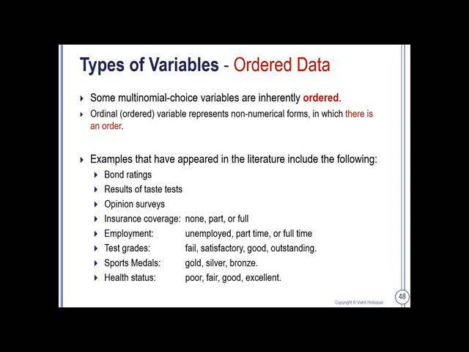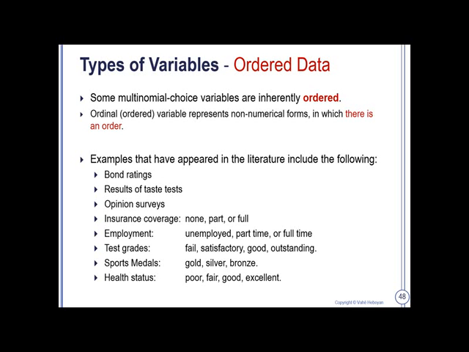Employment of individuals: we have people who are unemployed, some are part-time employed, then we have full-time employed. Again, there is an ordering. Test grades: let's say you are tested, you get an outstanding grade, a good, a satisfactory, or a fail grade. Of course, outstanding is better than good, which is better than satisfactory, and so on. Or you go to the Olympics, you can win gold, silver, or bronze. Of course, gold is better than the other two. And finally, our health status. If we are asked, how do you feel? What's your current health status? You can say, I have excellent health, I have good health, or my health is fair, or it's very poor. Of course, being in excellent health is better than being in good, fair, or poor health.